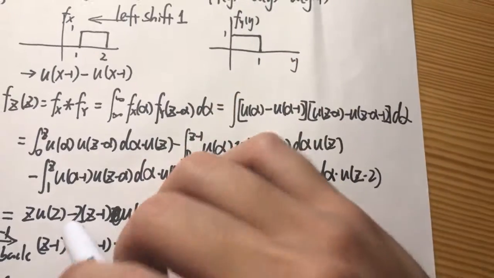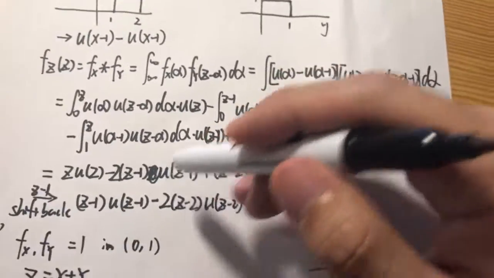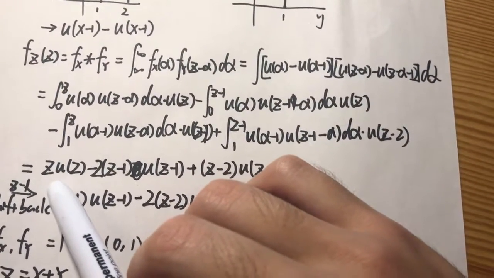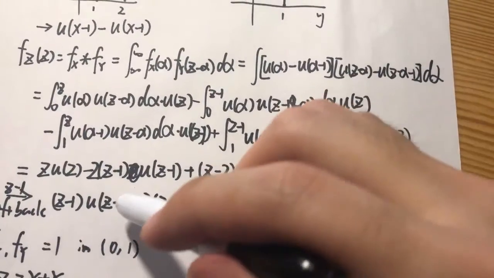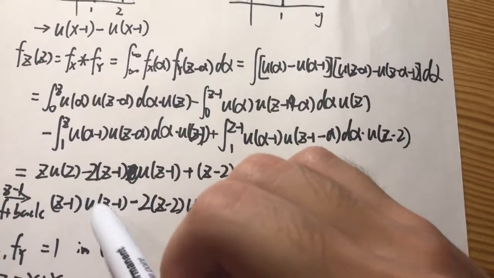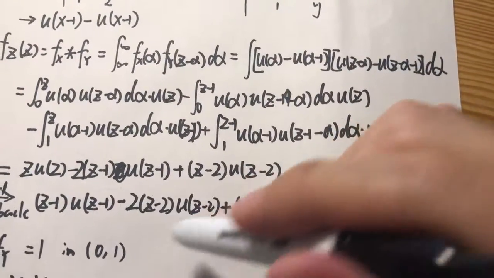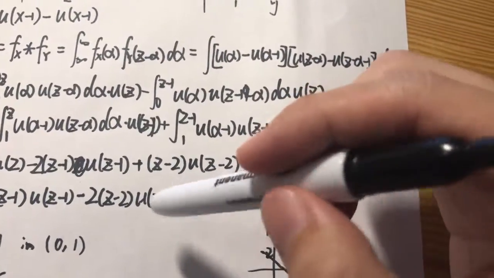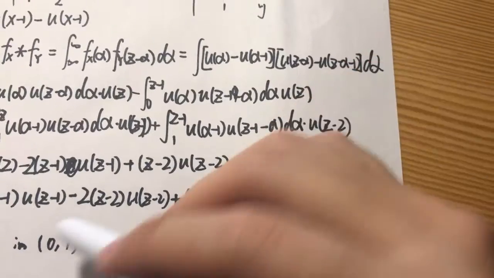So we have the result of the integral, which is z times unit function z, minus 2 times (z minus 1) times unit function z at 1, plus (z minus 2) times unit function z at 2.